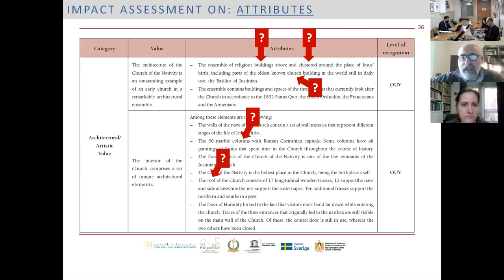This is the values and attributes table that you should have done during the exercise. Starting from this, we have the category, the value, and the attributes. Which questions do we have to put towards each of the attributes that we have identified? For example, the assemblage of religious buildings: which are these buildings, how are these buildings impacted by the views towards, from and through the building, or by something happening around the components that make up this building, near the development? So each attribute should be evaluated with specific questions.